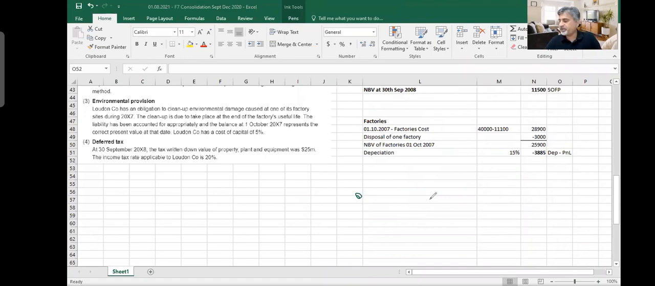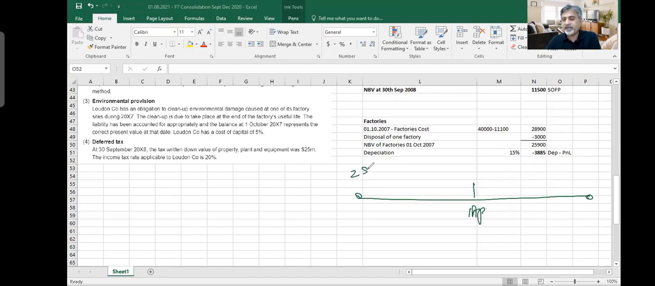So we have this thing here, let me put it properly. My opening value here is 28,900. And I assume that I sold the factory on this date, and therefore I'm subtracting 3,000, and on whatever is remaining, I calculate depreciation. If in the question they tell me that you sold the factory on 1st April, let's suppose in the middle, 1st April, then what would I have done?